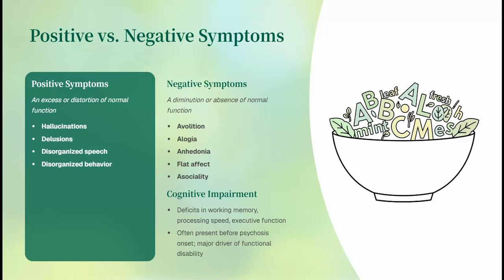So distinguishing symptom dimensions is essential for an accurate diagnosis, treatment selection, and functional prognosis. Cognitive impairment forms a third, but often overlooked domain. It guides diagnosis, treatment choices, and what we can realistically expect for recovery.